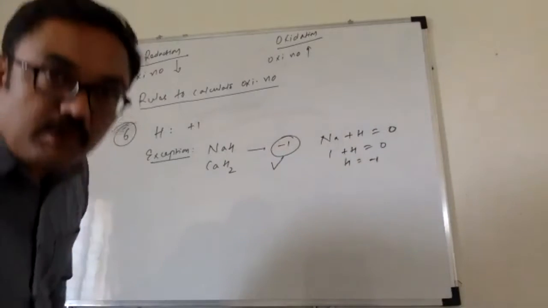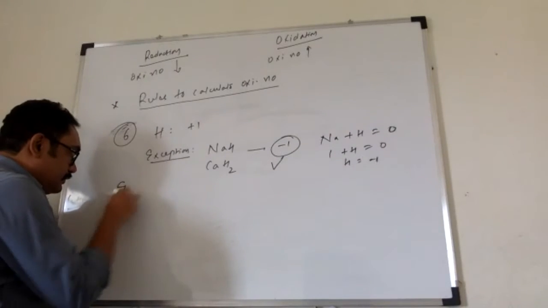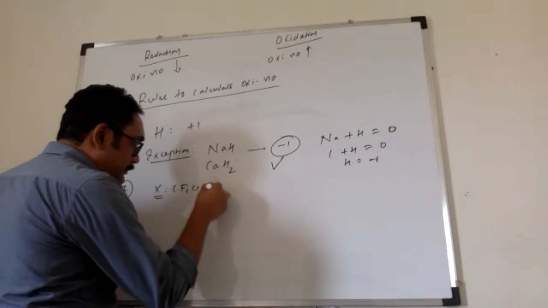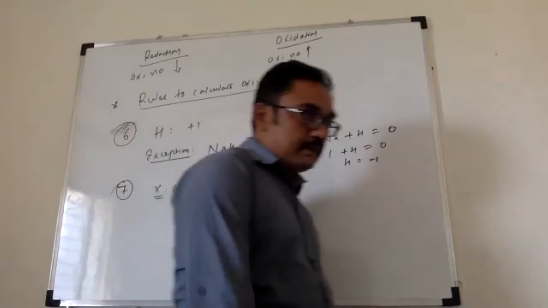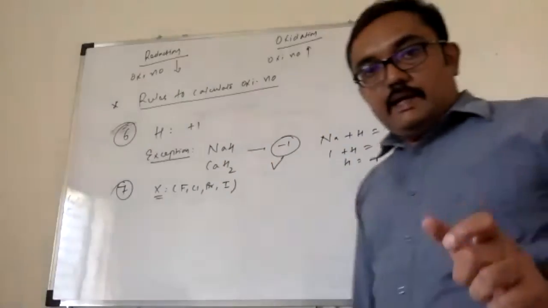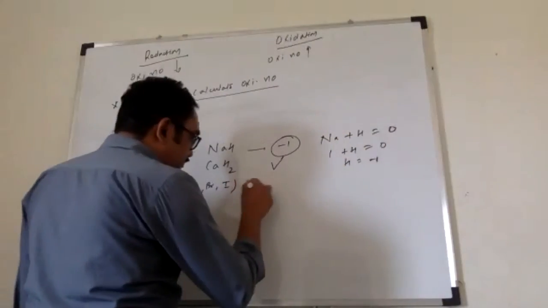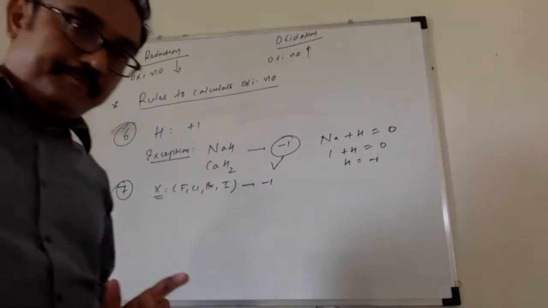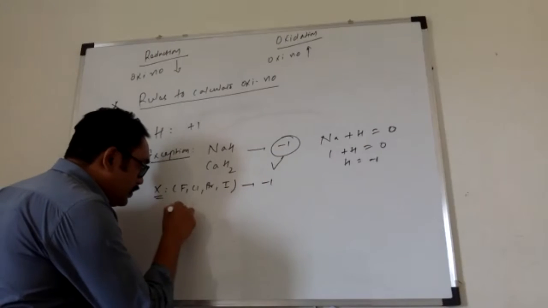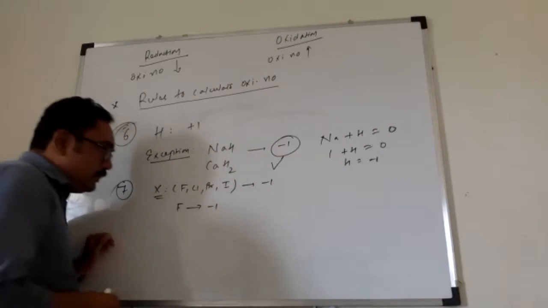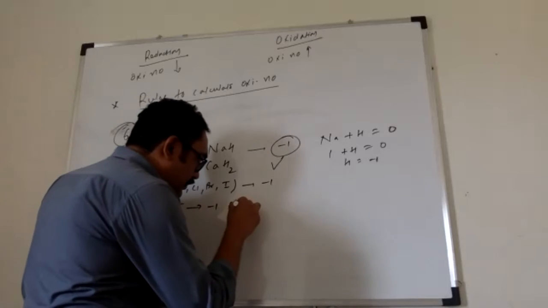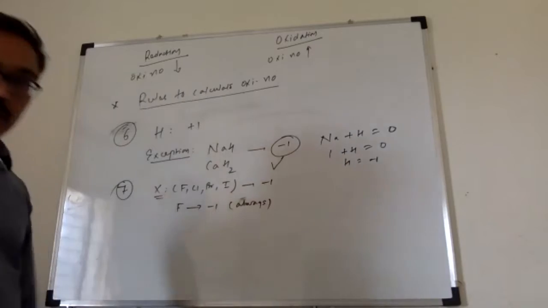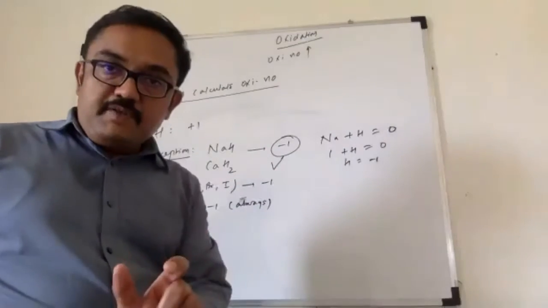After this, you write down the rule of halogen. Now, what is the rule of halogen? The halogens are fluorine, chlorine, bromine, and iodine. These are the halogens. The common oxidation state of halogen is -1. Fluorine is always -1. No exception. Fluorine always -1. No exception for the fluorine. There can be exceptions for other halogens.